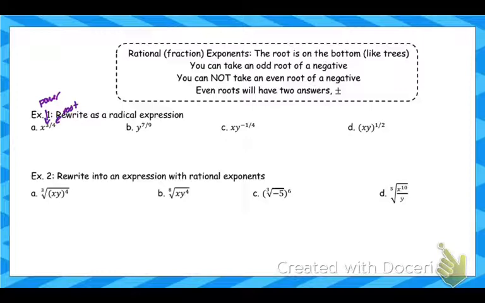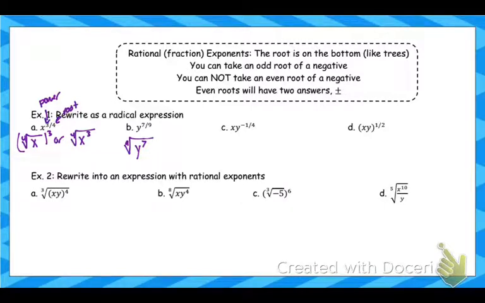So x to the 3/4 is the fourth root of x to the third power. Now you could write that like this, or you could write it with x to the third on the inside. Either way, you're going to get the same answer. All right, again, y to the 7/9, same idea, that the bottom number of the fraction is the root. So this is the 9th root of y to the 7th power.